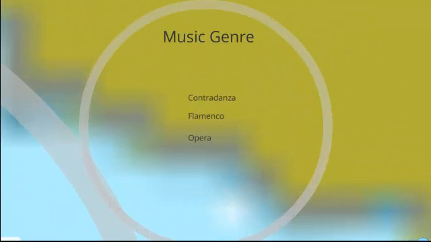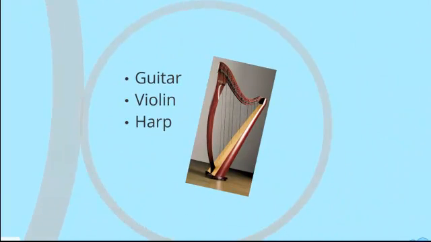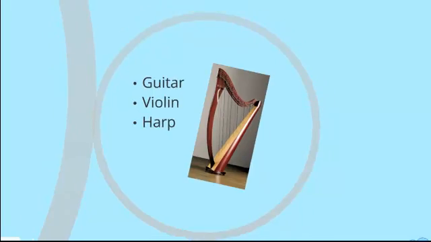Some popular music genres in Spain were the contradanza, flamenco, and opera in the 1500s to 1800s. Instruments in this time period in Spain were the classical guitar, the violin, and the harp. Mind you that these are only a few popular ones.